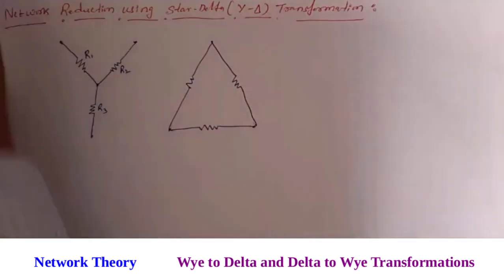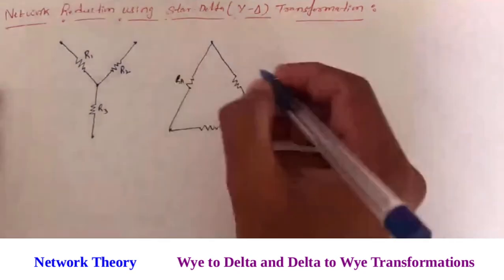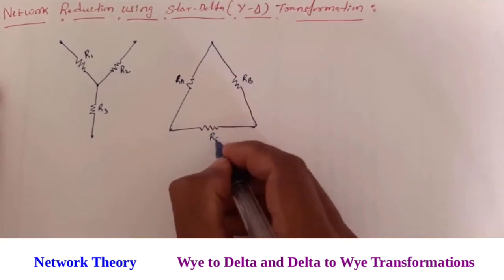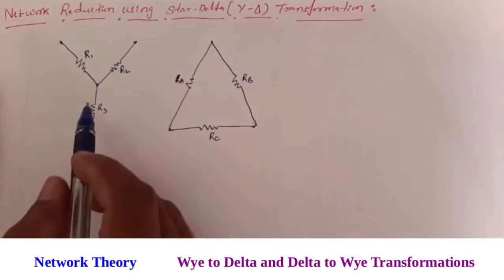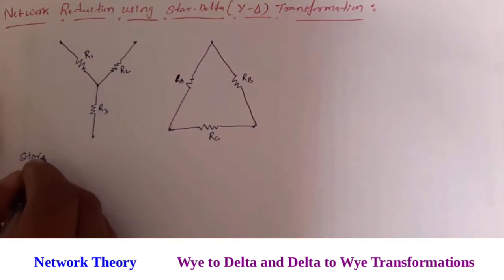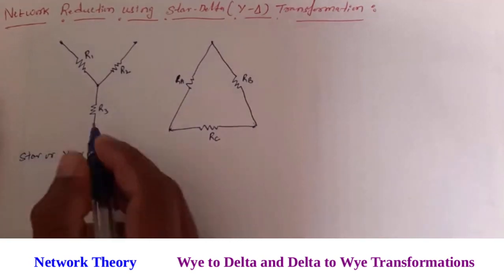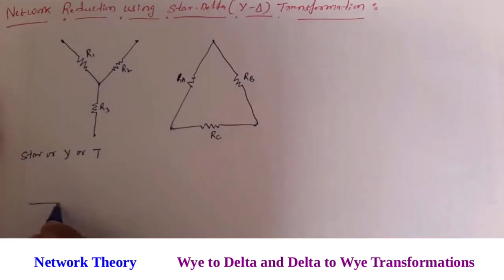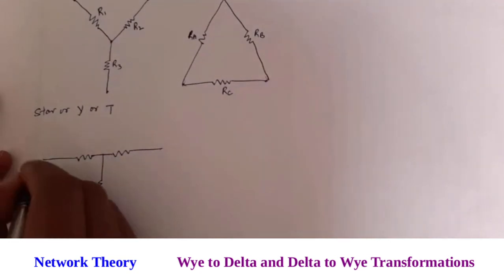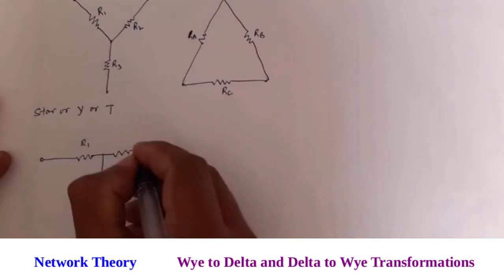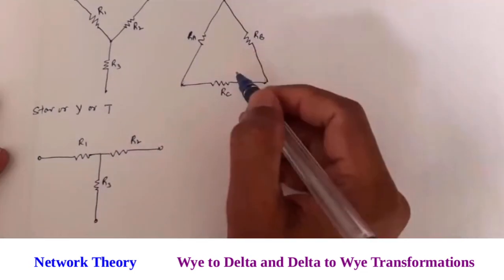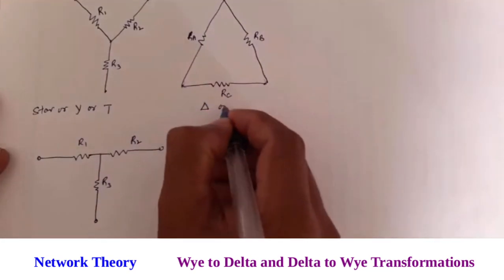Here, for example, I represent this as RA, this as RB, and this one as RC. And this network, which I told you is a star, is also called a star or Y or T network. Why is it a T network? I can represent this network something like this, in a T fashion. This will become R1, this will become R2, and this is R3. This is the T network.